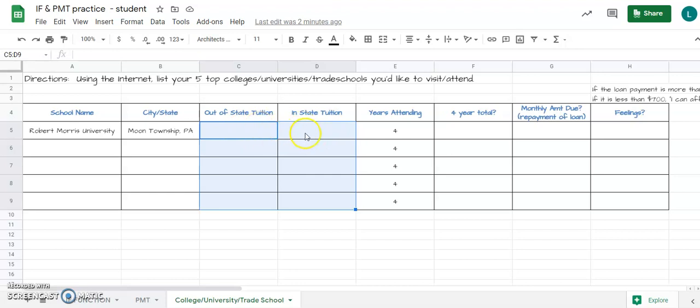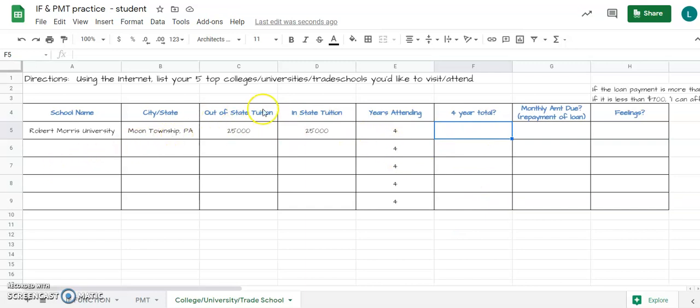And again, some of them might be the same. I'm just pretending that this is $25,000 for the year. Okay, and in-state tuition is the same. Let's pretend that they're the same. What I'm going to ask you to do is figure out a very simple formula for what your 4-year total would be using the information on the left.